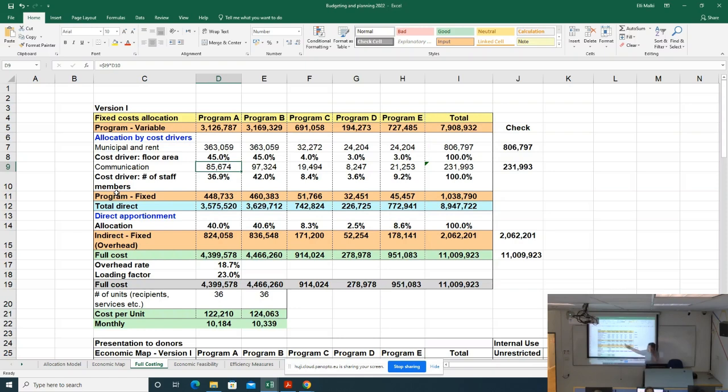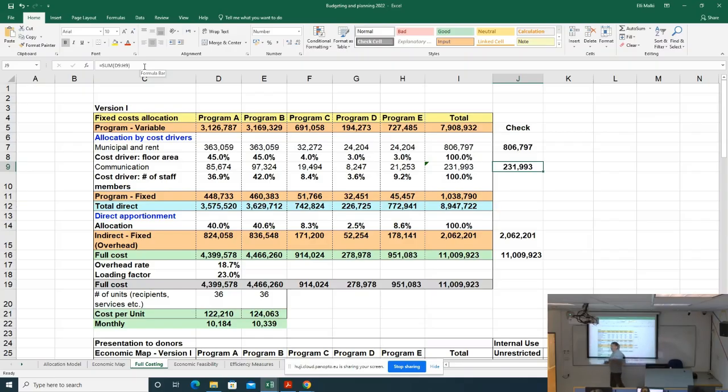Now here, the allocation scale is different, but the method is exactly the same. We take the amount that we want to allocate, 232,000 almost, and then we take 36.9% of it will go to program A, and 42% will go to program B, okay, and so forth to all the programs. And eventually, we sum all the allocated costs that we calculated, and we make sure that we came back to the same amount. All right?